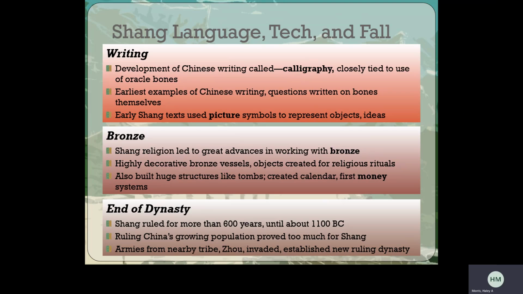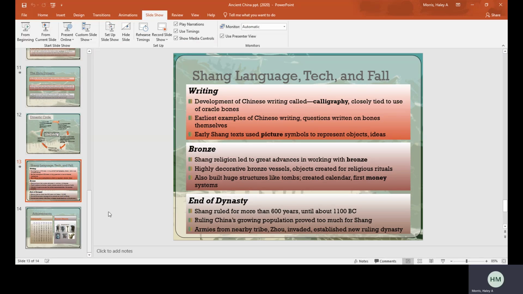And so the armies from the nearby tribe, the Zhao, invaded and established a new ruling dynasty. So they invaded them because they were weakened. Like we said in that dynastic cycle, they were weakened, and they were overthrown by the Zhao. So that is actually all of the China PowerPoint.